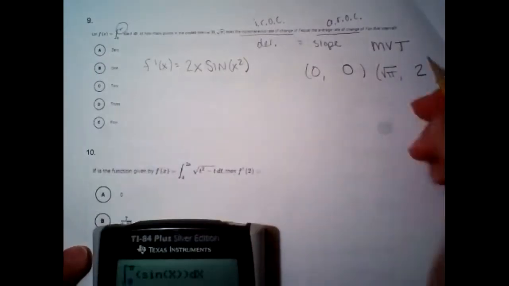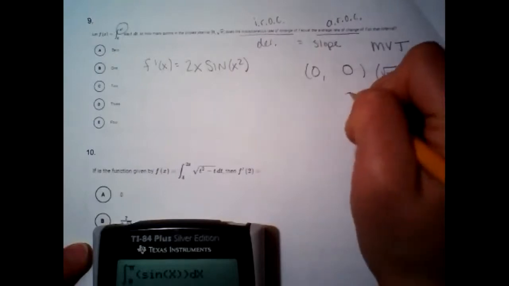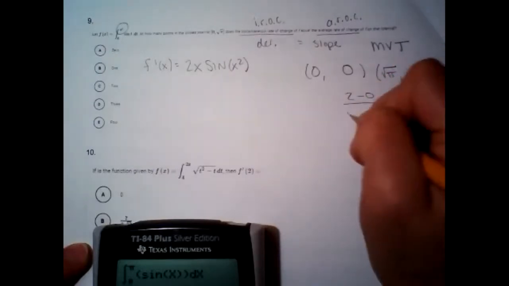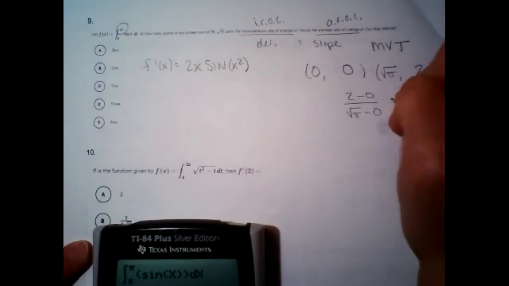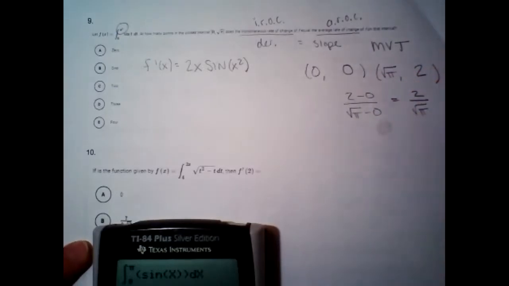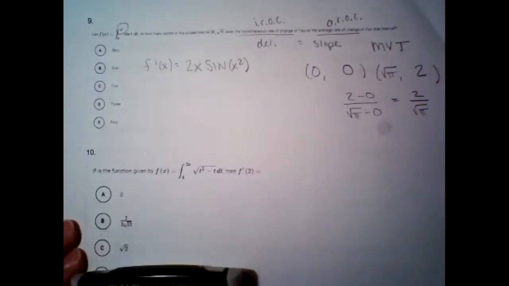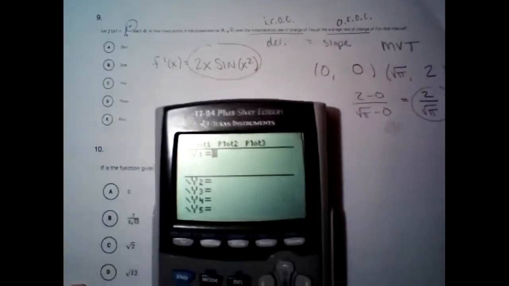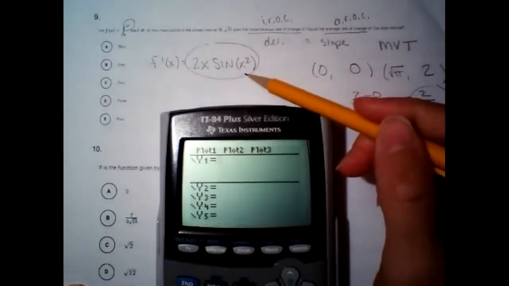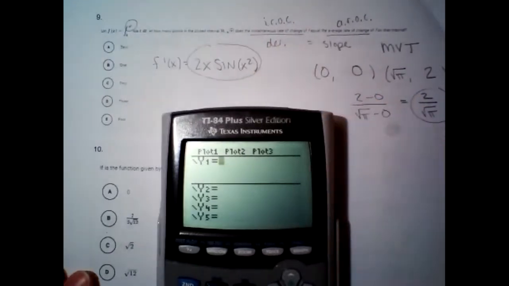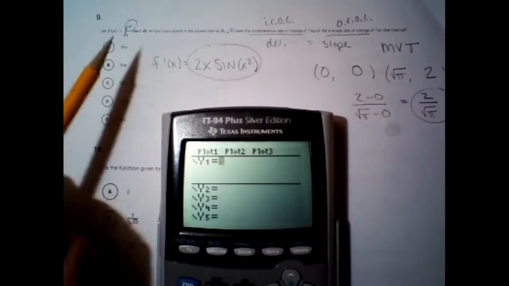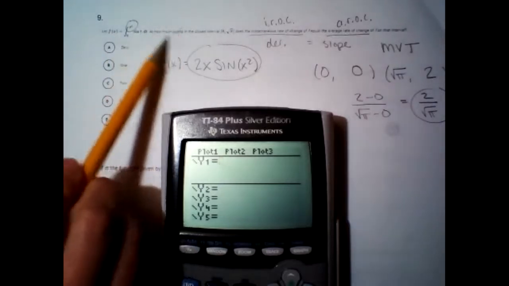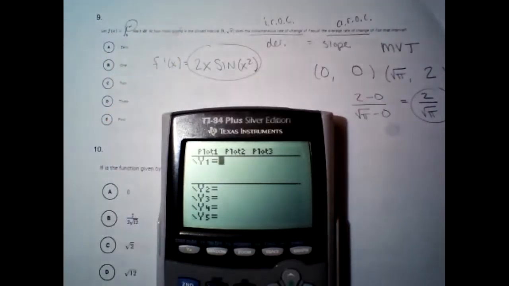And then we're going to do the slope of those points. So slope would be 2 minus 0 over square root of pi minus 0, which would just be 2 over square root of pi. And so this is our derivative. This is our slope. We want to set them equal. So what I'm going to do is go into y equals, clear out what's in there. I'm going to put this in y1 and this in y2, and we're going to see how many times they meet up. Again, it just said how many points. You don't have to actually find them, just how many are there.